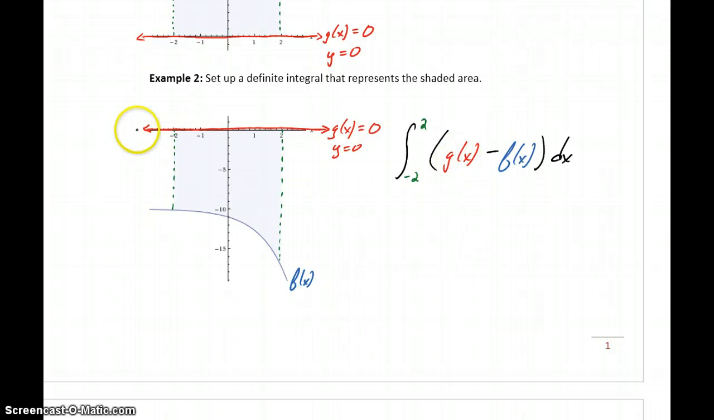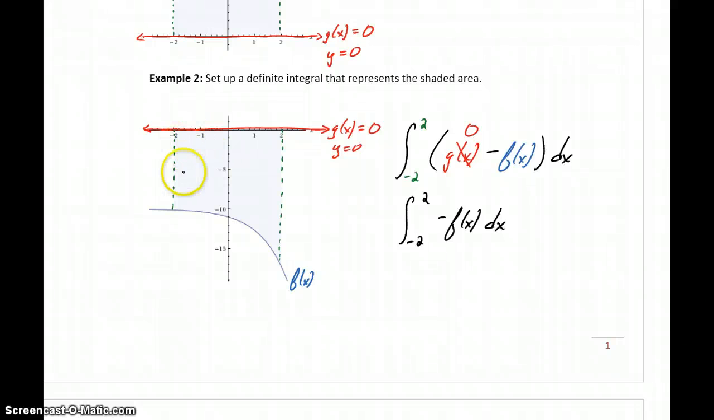Now, since we know that in this case g of x, that second function, is just the x-axis, we could replace that with a 0. And our integral becomes the integral of -2 to 2 of negative f of x dx. So instead of integrating this area and coming up with what would have been a negative value, since that area is below the x-axis, this idea of finding the area between curves introduces this negative sign. So since we have that negative sign, that flips what would have been a negative area to being a positive area. So our result actually ends up being something positive.